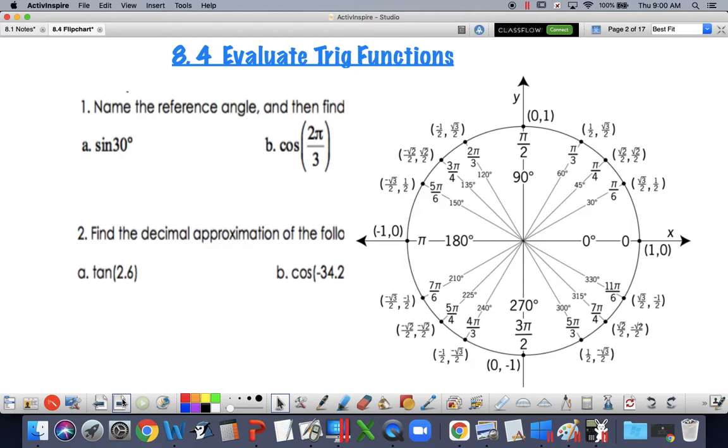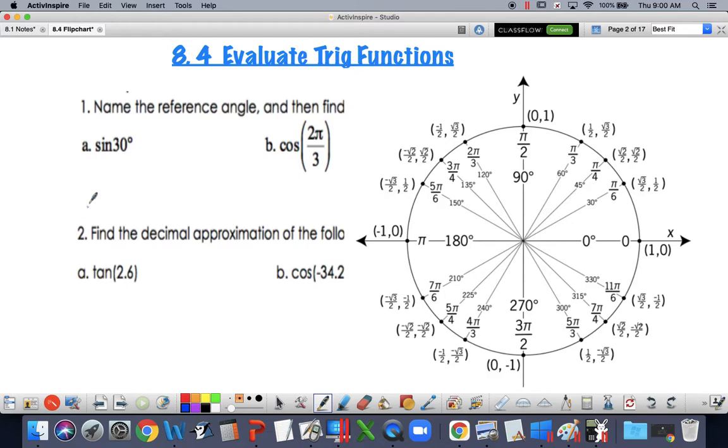Let's go ahead and do some warm-up problems here. For my first 4 questions, A, B, C, and D, I'm going to be using the unit circle. So if you have your unit circle out, have it right beside you as you work through some of these problems, because the question asks to name the reference angle and also to find the value of the actual trig function here.